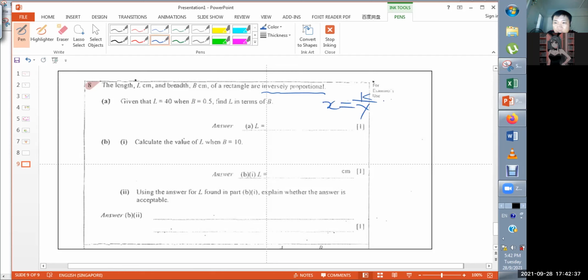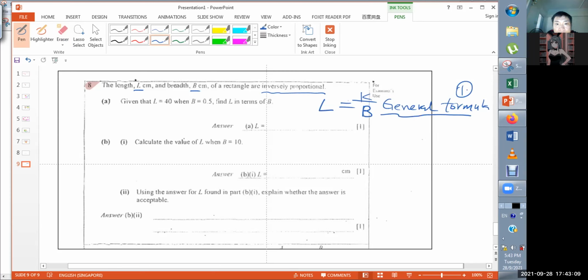This is called the general formula. This is always your step one. But in this case, it's not X and Y, it's L and B. So you need to replace the X with L, then you replace the Y with B. That's your step one. This is always your step one.